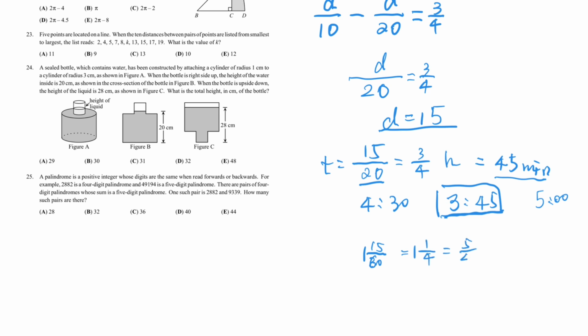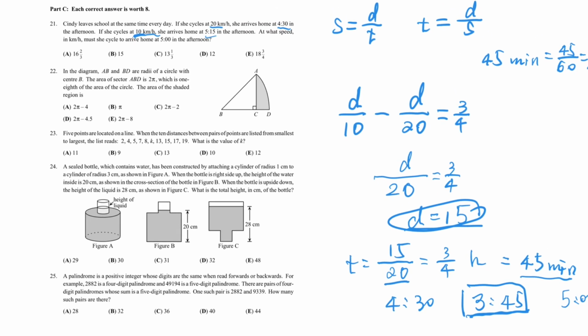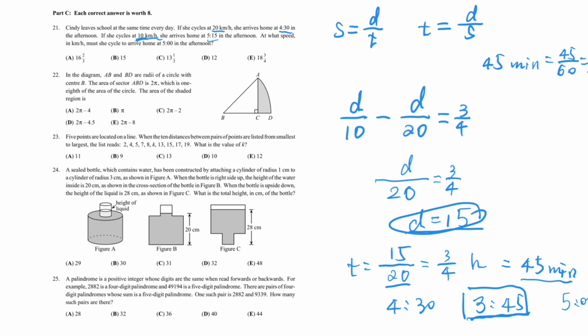That's the 5/4 hours. So the speed equals distance over time. The distance is 15, we already found it. Time is the 5/4. So that's the 15 times 4/5. That's the 3 times 4, equal to 12. So if she wants to arrive home at 5 o'clock, the speed must be the 12 miles per hour. So that's the answer D.